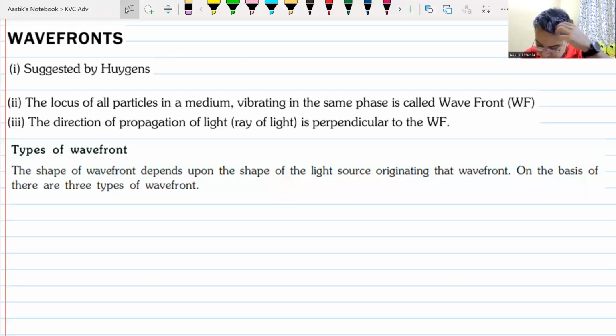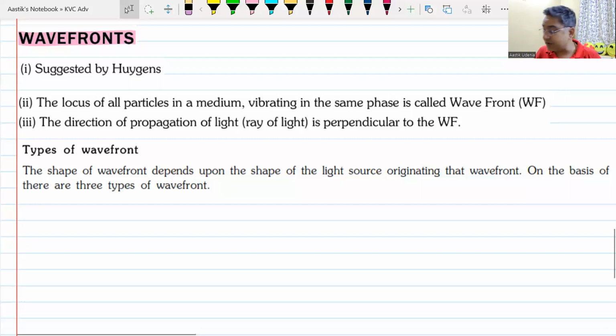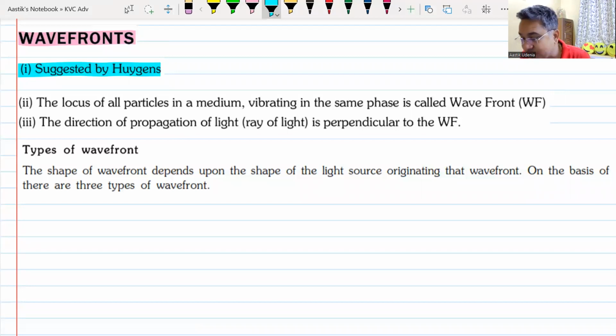Then we come to the wave theory, but before going on to wave theory, we must understand a term which is going to come a lot of time here, the wavefront. What do you mean by a wavefront? Now, this wavefront is a phenomena which was given by Huygens wave theory. Therefore, the first point that you must remember about a wavefront is that it was suggested by Huygens in his wave theory.